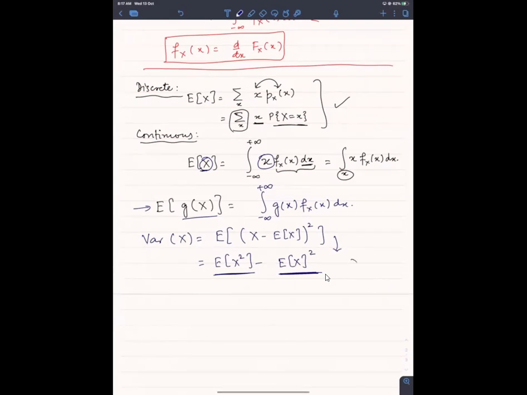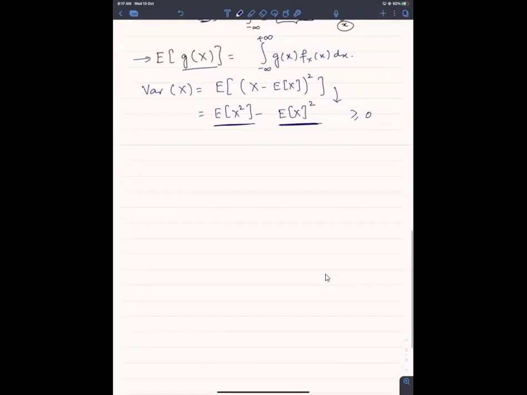And variance is always greater than or equal to 0. In fact, random variable होगा तो greater than 0 ही होगी. Zero variance का मतलब यह है कि आपके पास कोई variation ही नहीं है values के अंदर. So you have just one fixed number. उसकी variance 0 होती है. Great.